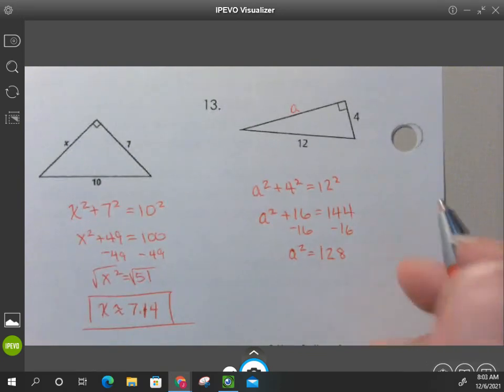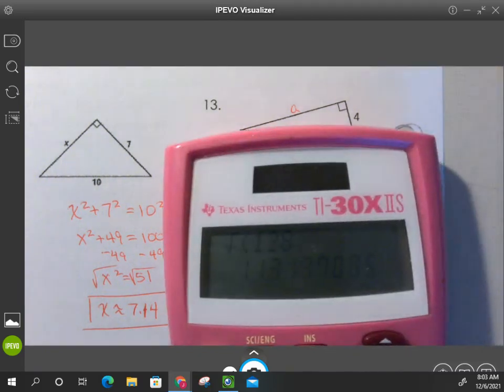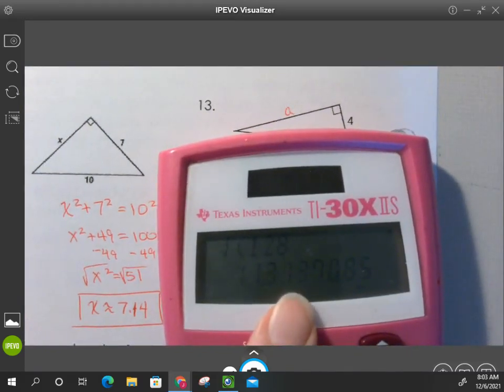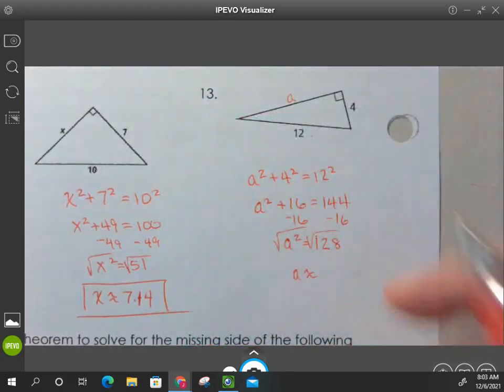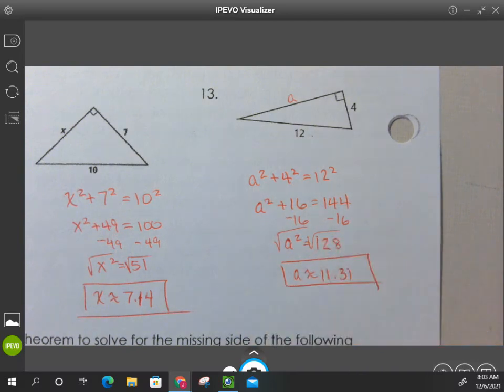Okay, so it's going to be a little over 11 because the square root of 121 is 11. So I'm going to throw that in my calculator. Square root of 128, and you can see it's 11.313. So nothing's really been rounding up. So it's approximately 11.31, and that is my answer.